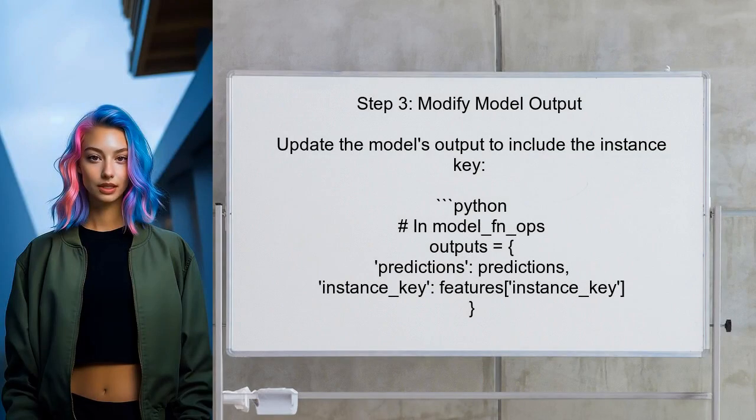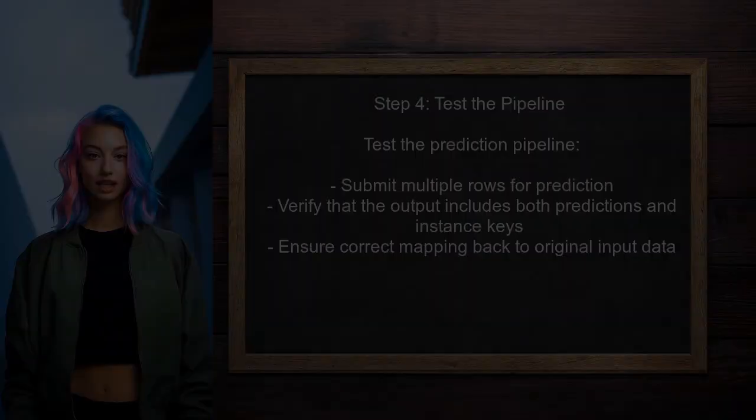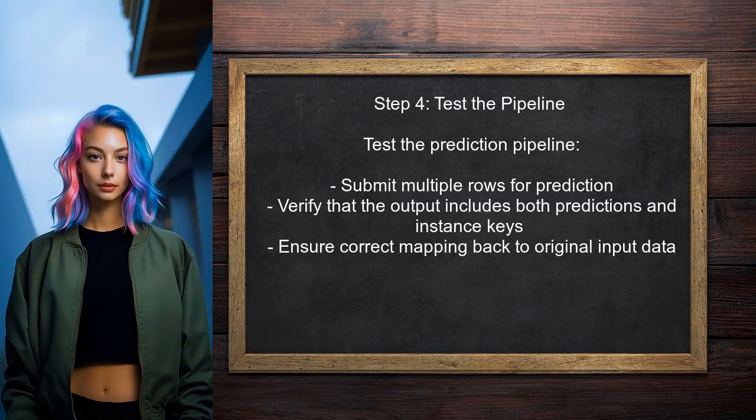After updating the input functions, the user should ensure that the model's output includes the instance key. This can be done by modifying the model's output dictionary. Finally, the user should test the entire pipeline to ensure that predictions return the instance key along with the predicted values. This will allow them to correlate predictions with the original input data.